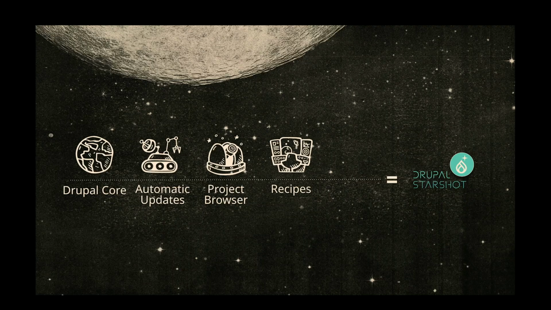idea behind Starshot. So you can think of Starshot as really Drupal core with automatic updates built in, having a project browser as a visual interface to be able to add additional capabilities, recipes as that ability to quickly add sets of configuration to solve common use cases, and then Experience Builder is a visual interface, a next generation page layout builder, but also has the ability to completely theme your website directly within the browser.